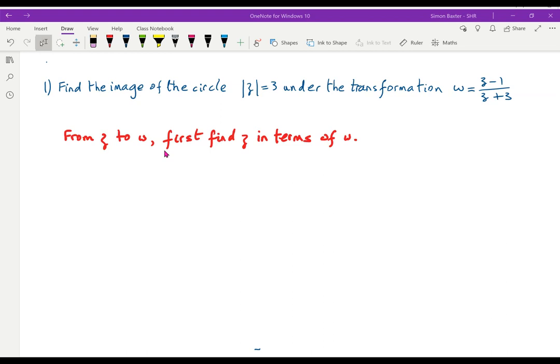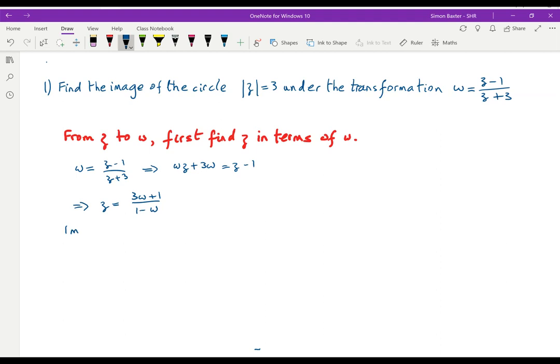A good general rule when going from z to w is first to find z in terms of w. We've got that w is (z minus 1) over (z plus 3). Multiply both sides by z plus 3. And a little bit of algebra gives us that z is (3w plus 1) over (1 minus w).